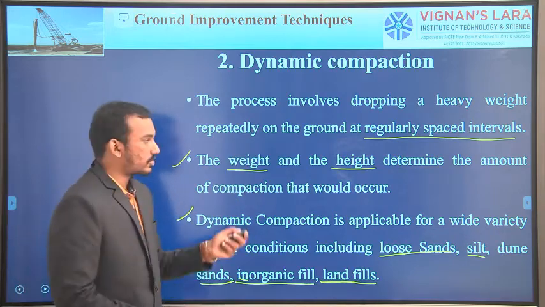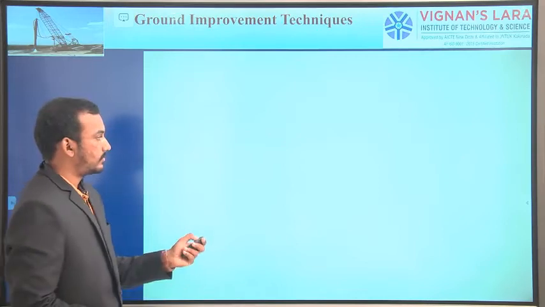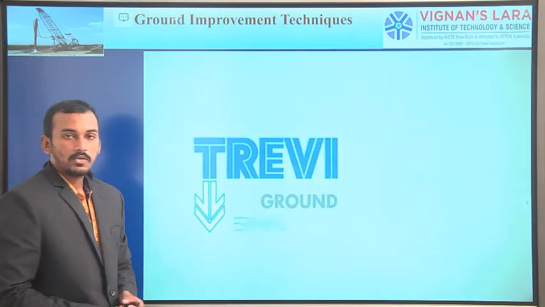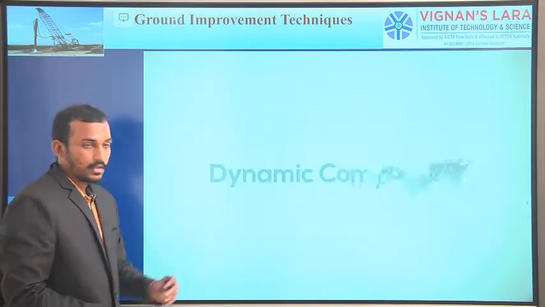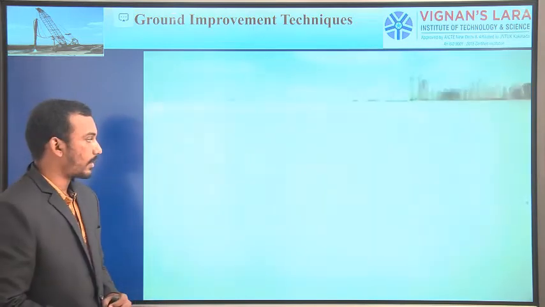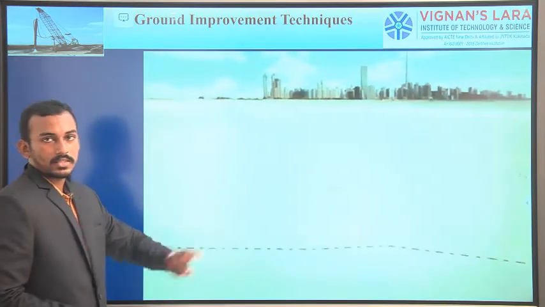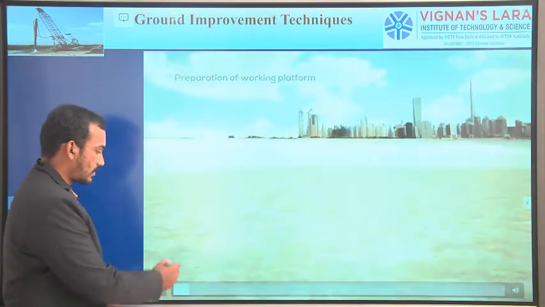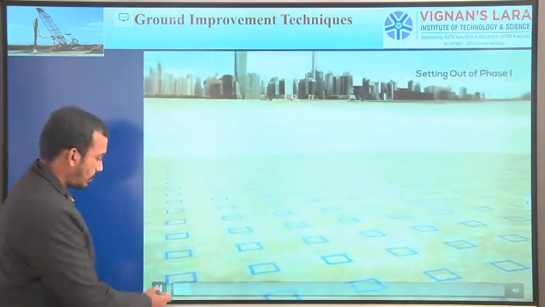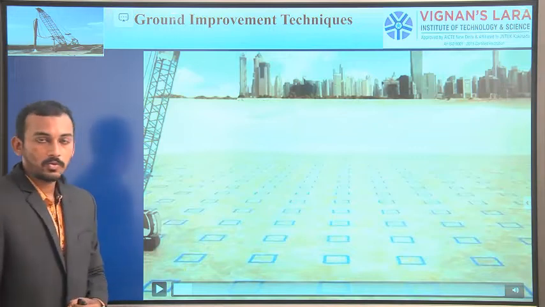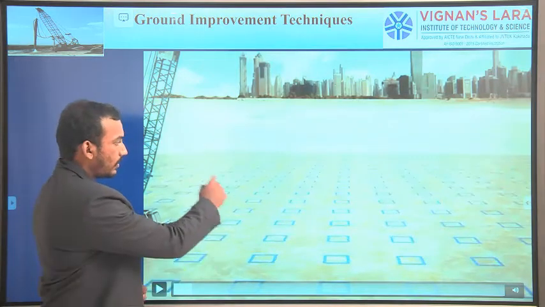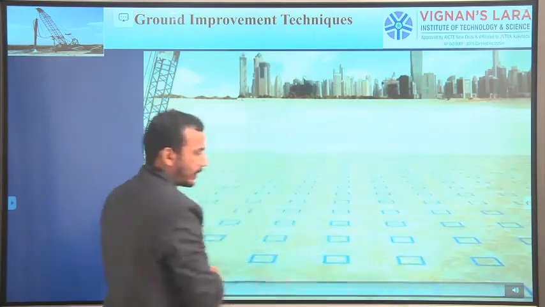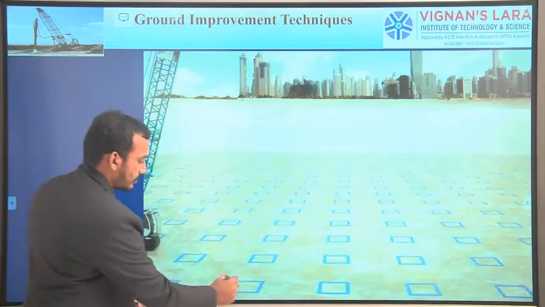So let's watch a short video. For example, we have a site that we need to compact. This is our site that needs to be compacted. So what we have to do, the first step is we need to divide the entire area into some spots like this. This is our entire area. We need to do marking.